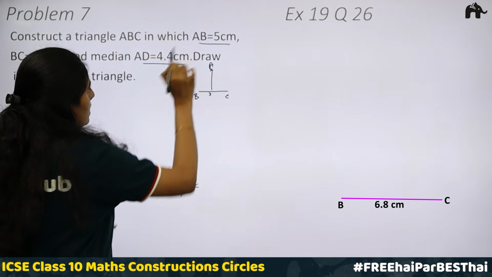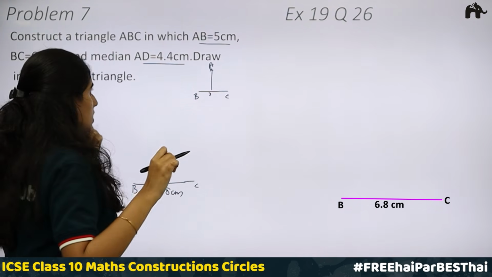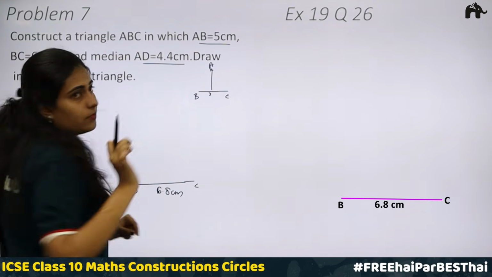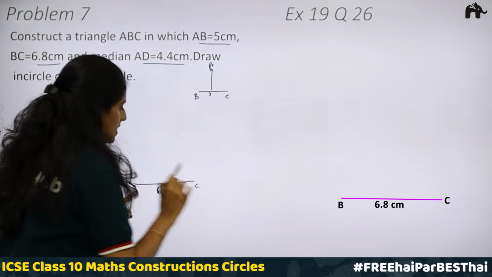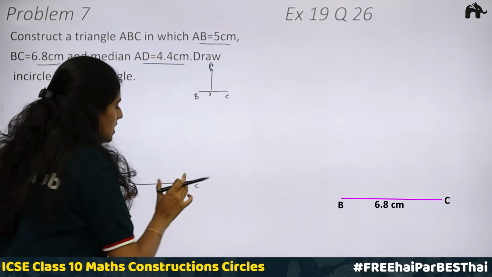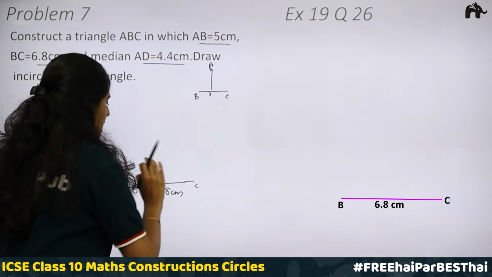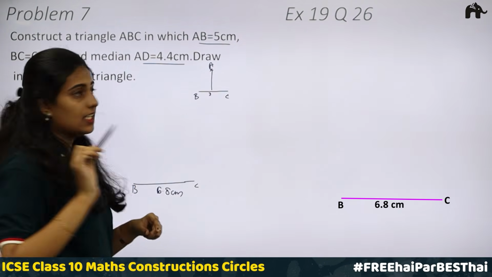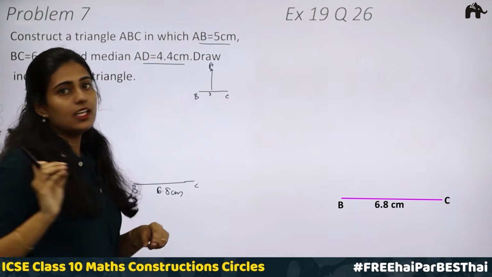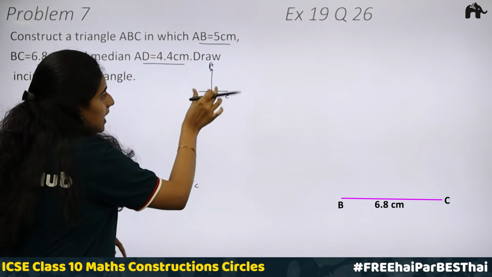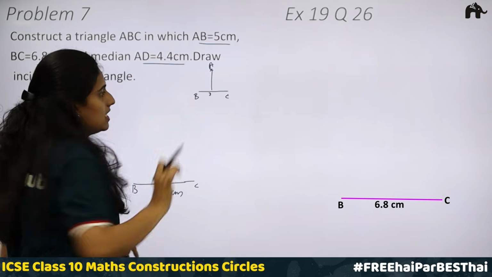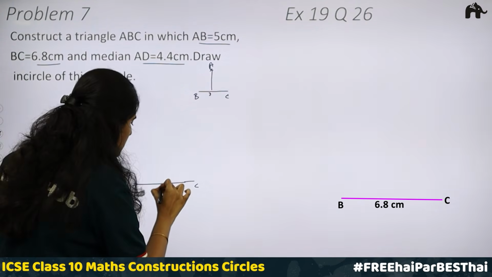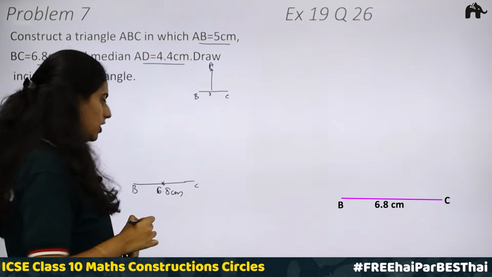Now, we have another side given which is AB. AB is equal to 5 centimeter. Before that, what is D? D is a point on BC such that D divides BC into 2 equal halves. Median is a line which divides the other side. That is, median starts from one vertex and the opposite side is divided in the equal ratio. Okay. Therefore, AD divides BC into BD and DC, where BD is equal to DC. Okay. So, D will be somewhere here and this is the midpoint.